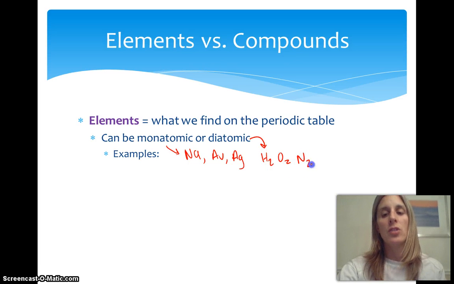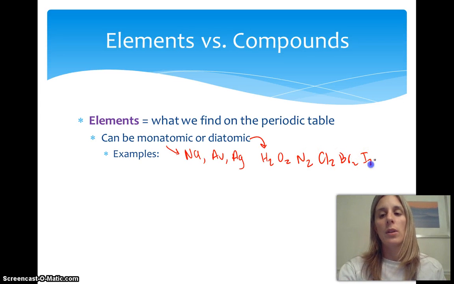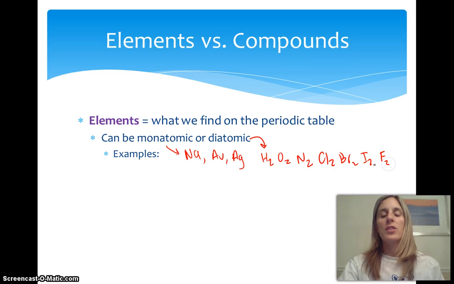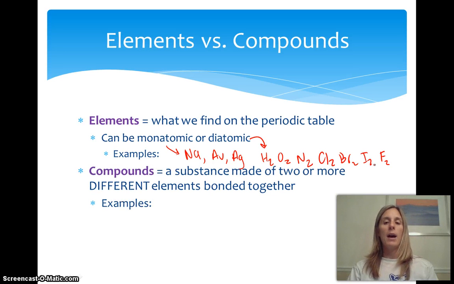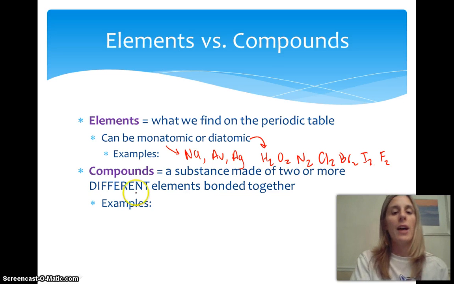H2, O2, N2, Cl2, Br2, I2, and F2. So these are still considered elements because they're just two atoms of the same element combined together. So a monatomic element is going to be a singular element like a metal, where a diatomic is going to be your Hankelbrief atoms. Now what we can do with those elements is we can join those atoms together to make a compound.